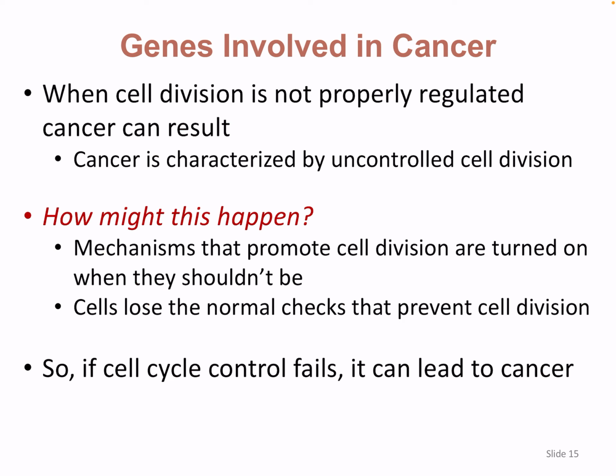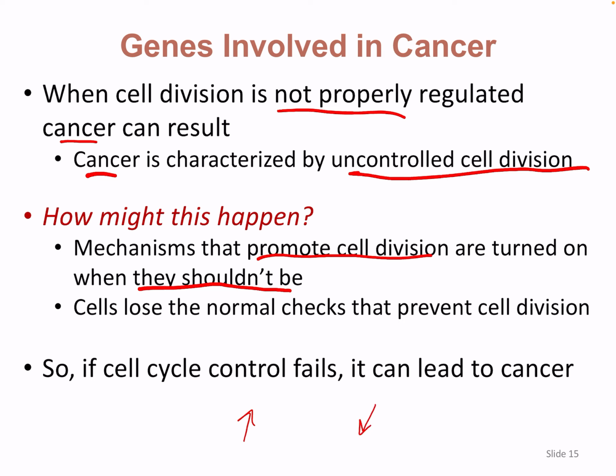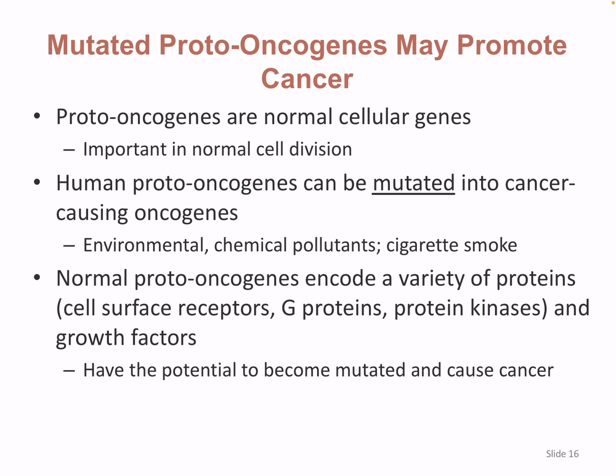Genes involved in cancer. When cell division is not properly regulated, cancer can result. Cancer is characterized by uncontrolled cell division. So how does this happen? Mechanisms that promote cell division are turned on when they shouldn't be. So essentially, cells can be stimulated to be replicating too much, or mechanisms that downregulate replication can be affected. So it can be a mix of both or one of the others. Cells can lose the normal checks that prevent cell division, as I said. So if the cell cycle control fails, it can lead to cancer.